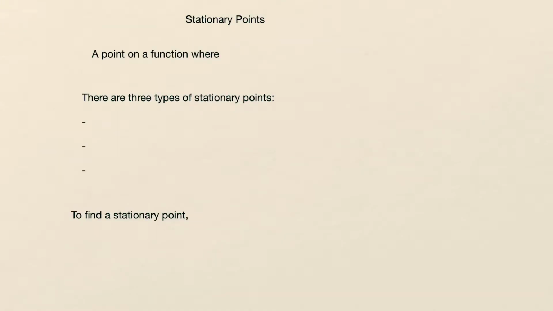Stationary points, we're going to cover what they are, how to find them, and how to classify them. So first of all, a stationary point is a point in a function where the gradient of the tangent is equal to 0. This means it is horizontal.